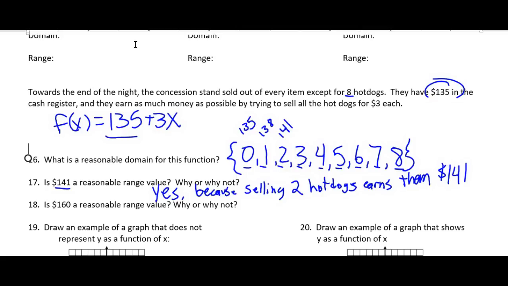Number 18, is 160 a reasonable range value? Why or why not? What I'm trying to think is, is it possible for them to earn exactly $160? So I see this pattern going up by 3s each time, each hot dog they sell. I'm going to continue that pattern. So if they sell 3 hot dogs, 144. 4 hot dogs, 147. 150, 153, 156, and 159. Can they earn $160 exactly?